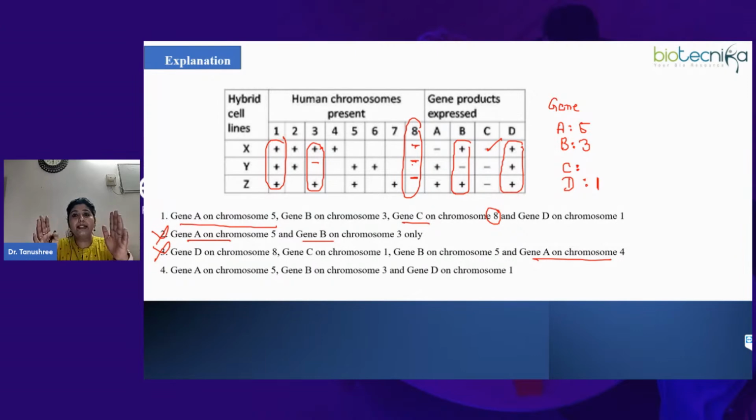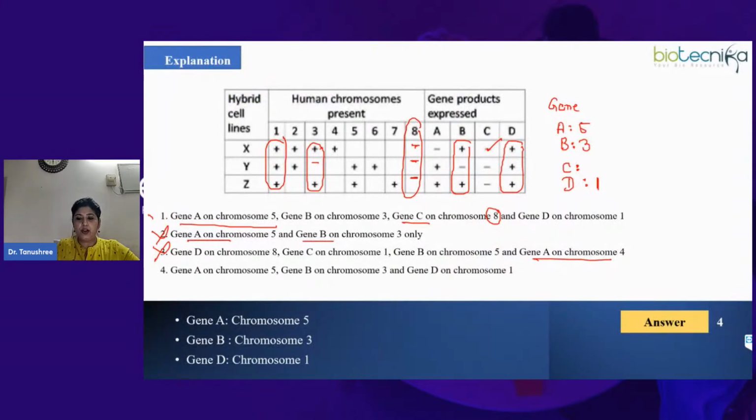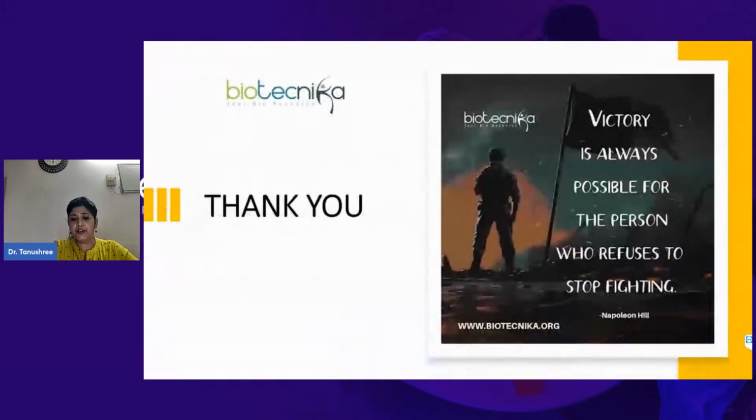It is not showing any presence. It is the absence only, right? So definitely this could not be the answer. 4 is correct here and not 1. Okay, so the answer here is option 4. 1 is not correct. I hope it is clear to you, Aishwarya, now.